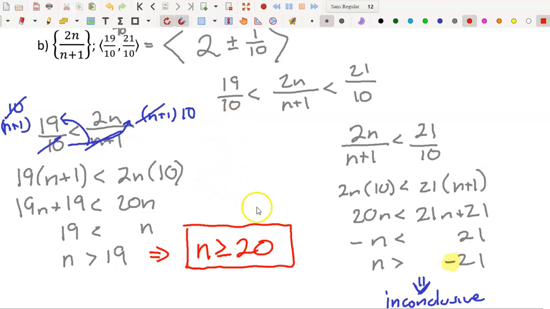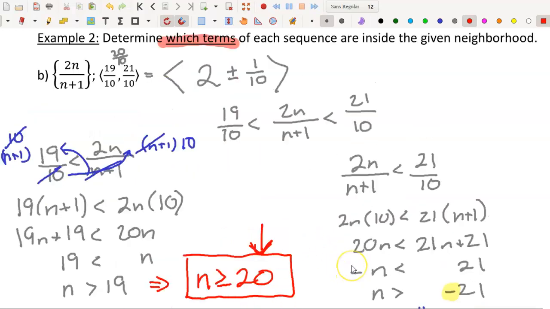Yeah, this number should be the first term that is in the neighborhood, whatever that number is. So this is saying the 20th term is the first term, and then every term after that, the 21st, the 22nd. Technically, that's the same as n is greater than 19, but writing it this way makes it explicitly clear.